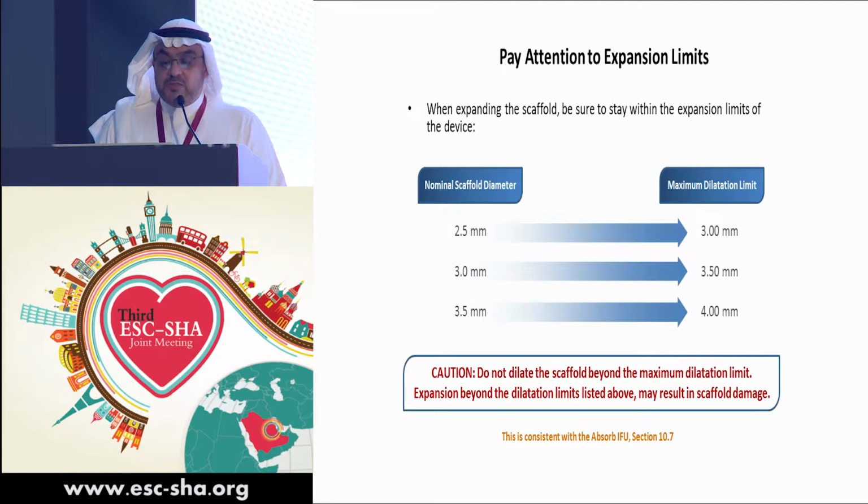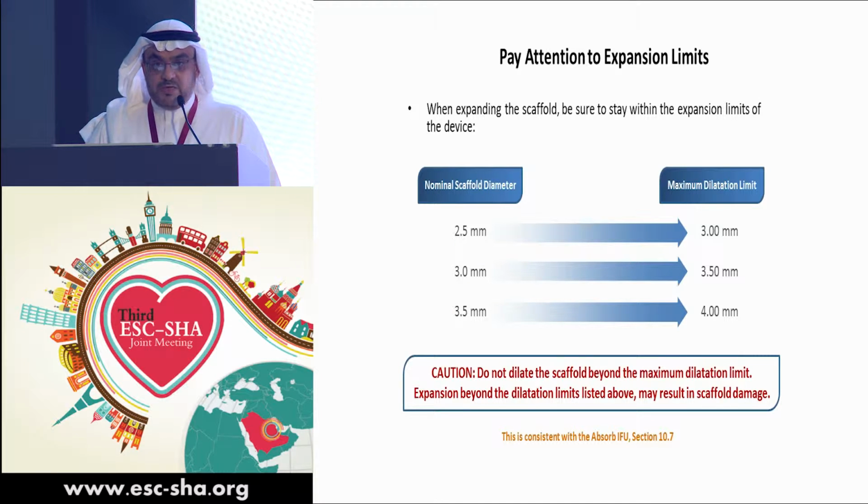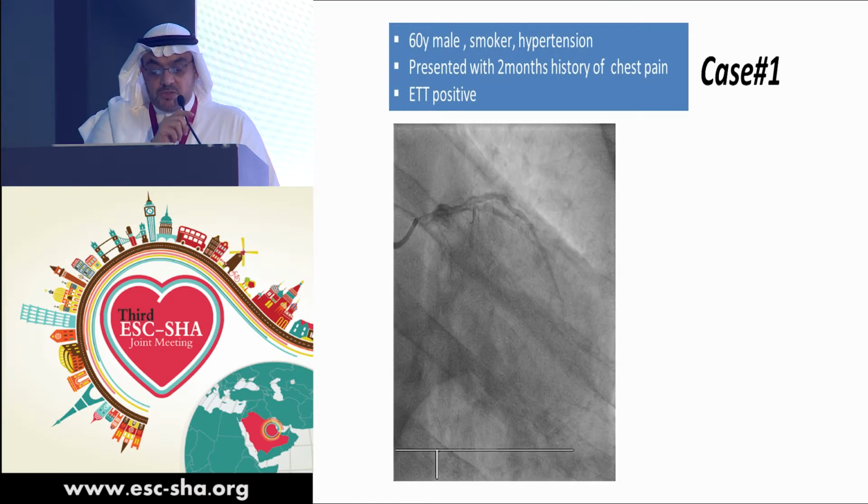The last piece is to pay attention to the expansion limits. For example, for other metal stents, with a 3.0 stent we can go up to a 4 or 5 balloon. However, with the BVS, we are limited to a 0.5 upsize. We cannot go more than that because it's going to fracture on you. So with this, I'll start the two short cases.